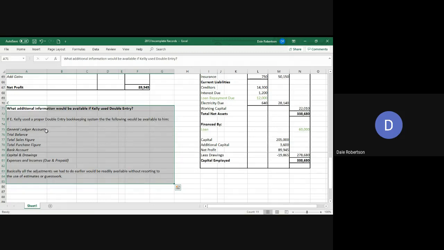He would have full general ledger accounts, like an insurance account, a light and heat account. He'd have a trial balance. He'd have a proper figure for sales and for purchases. He'd have a bank account. He'd have a capital account, a drawings account, and any other expenses, and the amounts due and prepaid. Basically, all the adjustments we had to do earlier would be readily available without resorting to estimates or guesswork.